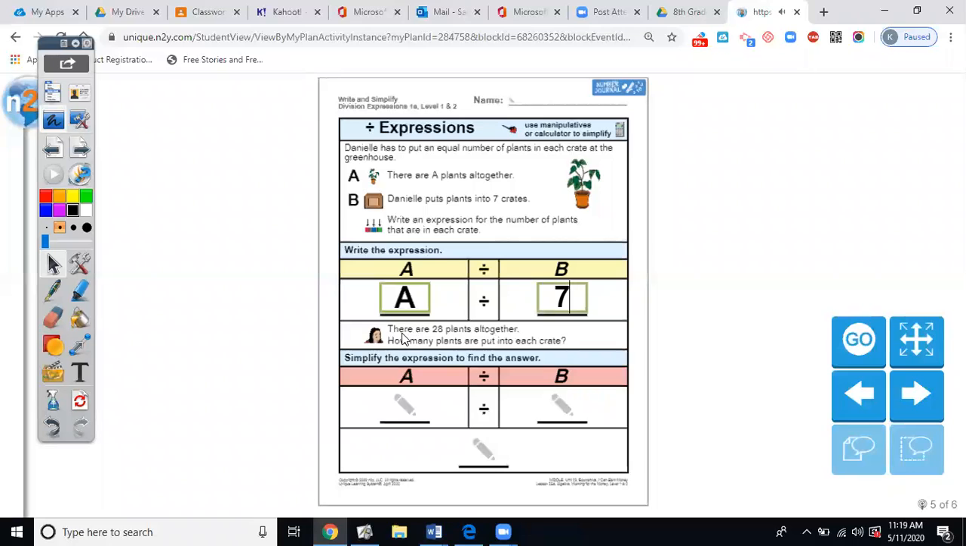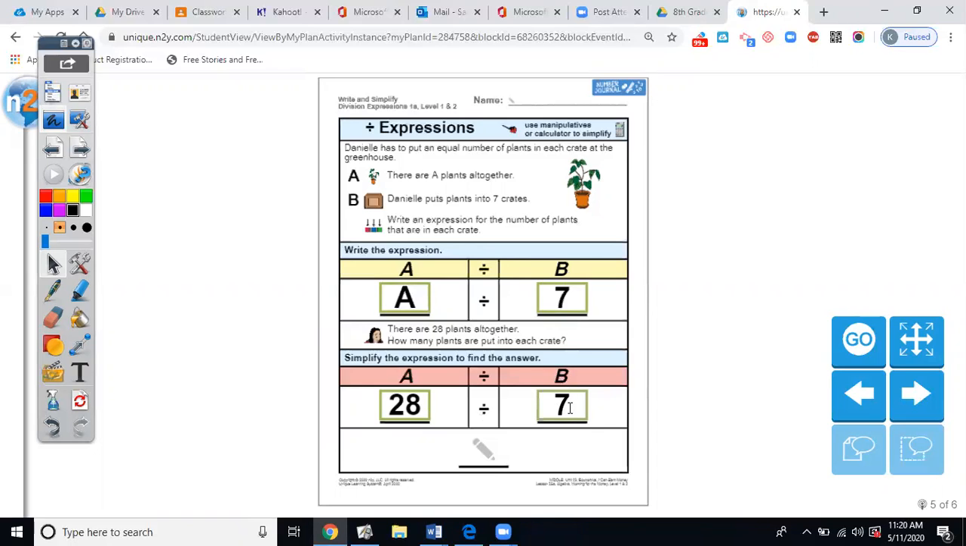Okay. Here's the next step. There are 28 plants altogether. How many plants are put into each crate? Okay. So 28 plants. There's the plant. The A represents the number of plants. So we're going to plug in 28 divided by, we already know what B is, or the number of crates, and that number is 7. So 28 divided by 7.